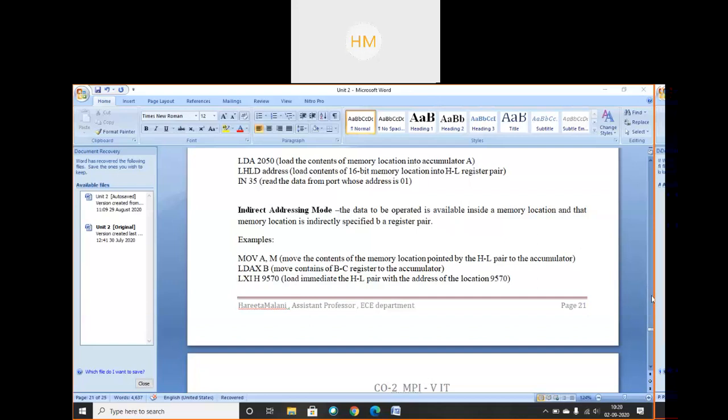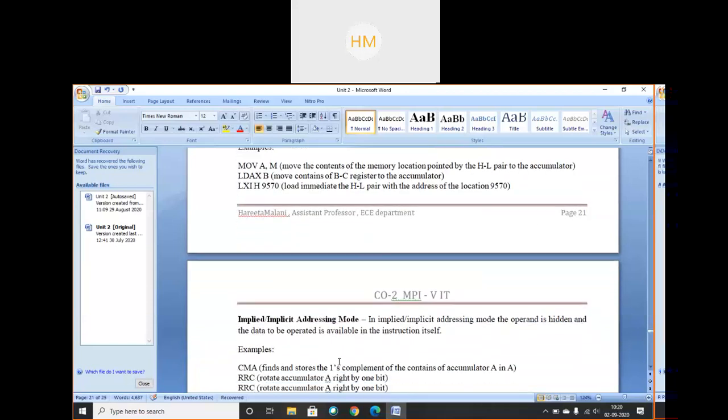What other examples will there be of this? Can you quote some more examples of indirect addressing mode?